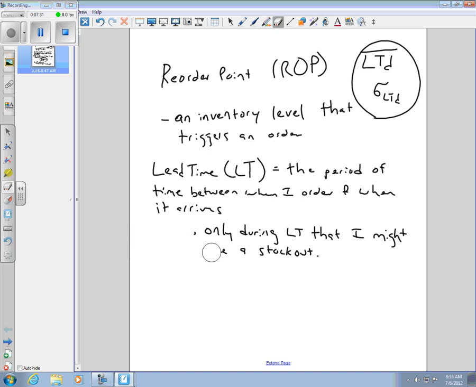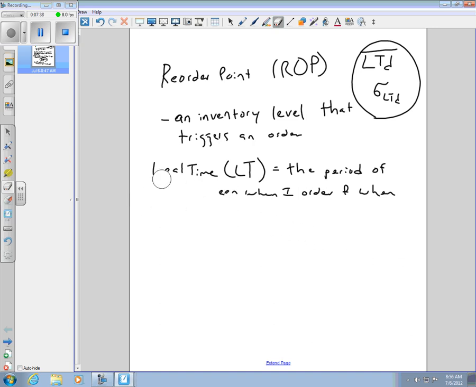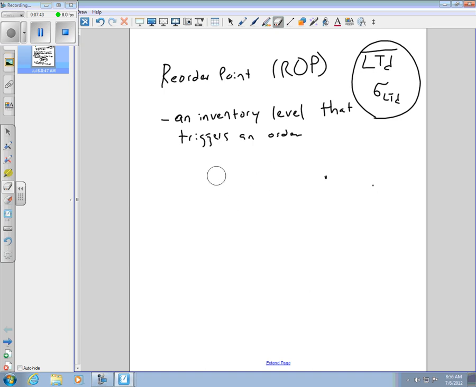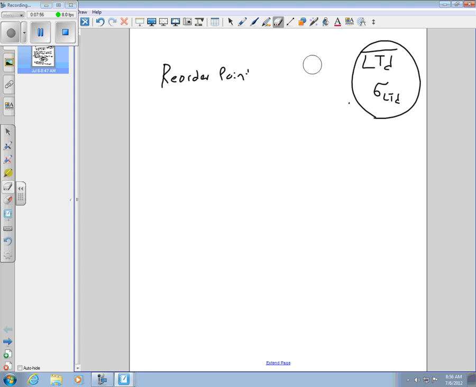So here's the thing while I'm erasing. The higher lead time demand is, the higher the reorder point needs to be, and that should be intuitive. If on average I sell 100 products of something while I'm waiting on an order to arrive, then my reorder point needs to be considerably higher than if I only sell 5 items while I'm waiting on an order to arrive. Okay? So we can actually calculate an appropriate reorder point based on lead time demand and the standard deviation of lead time demand. Okay, and that's what I want to do now.